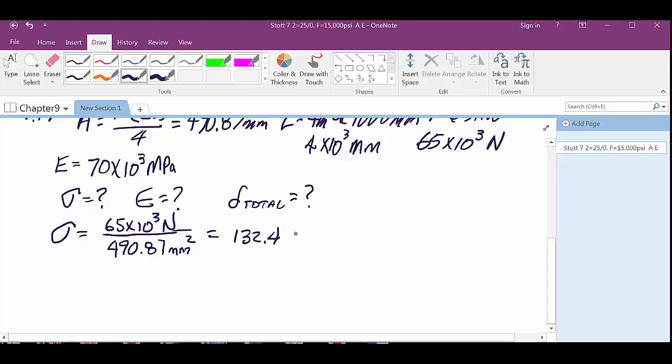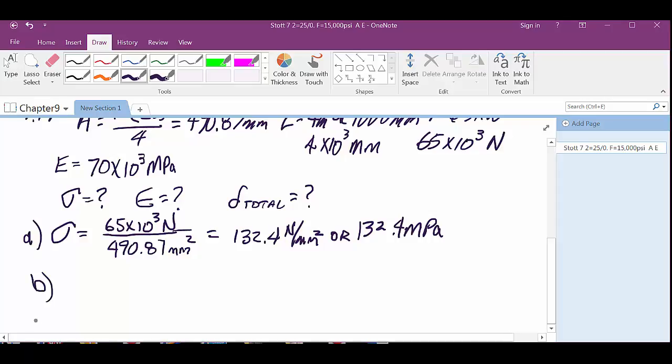132.4 newtons per square millimeter, or 132.4 megapascals. And there again, if you don't have to worry about the units on the quiz, you could either have newtons per square millimeter or megapascals, couldn't you? Either one would work. Typically, I think, more of the megapascals, and if you look back in the charts, that's what they give you everything as, right? So that's the first part. That's A.